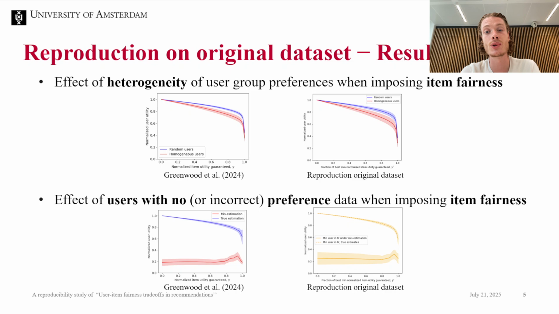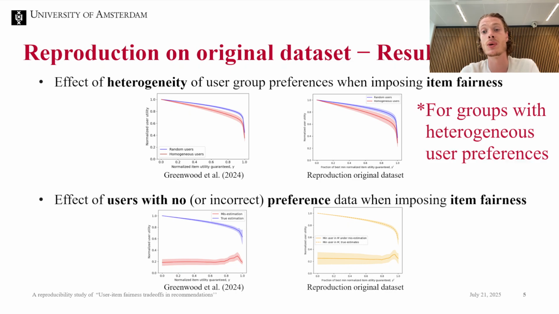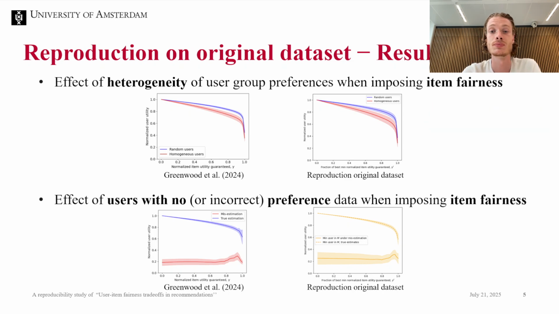Greenwood et al.'s theoretical hypothesis was that the cost of item fairness would be lower, as items are already more evenly distributed in more heterogeneous preferred groups. They empirically proved this finding, something which we successfully reproduced in these first two plots, where on the x-axis is the item fairness and on the y-axis is the user fairness. You can see that the blue line of the more heterogeneous user group is consistently higher than the red line of the homogeneous user group. So as item fairness increases, homogeneous users are more negatively impacted.